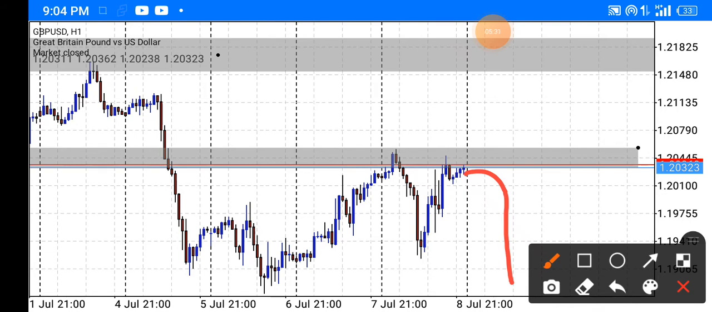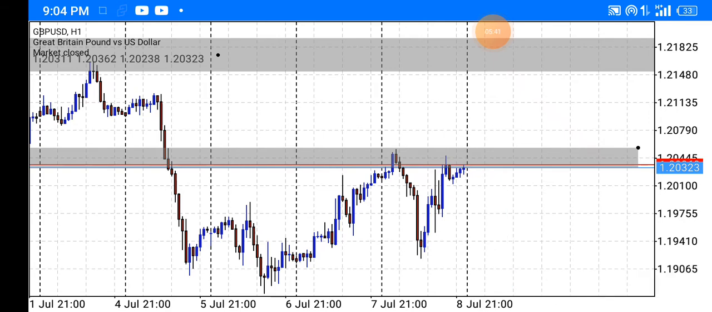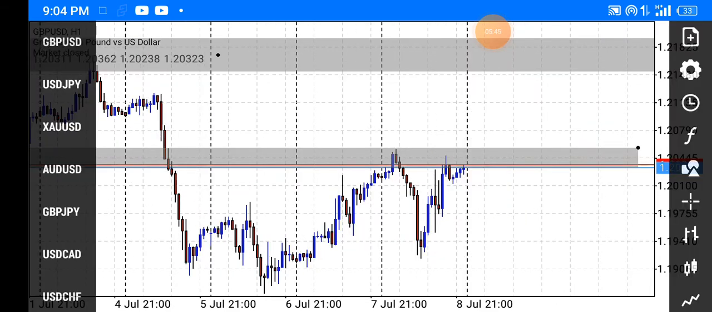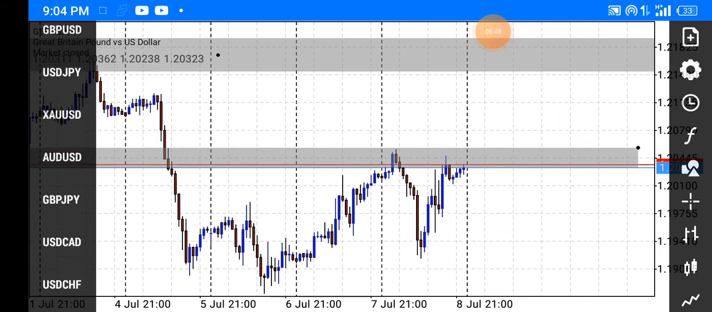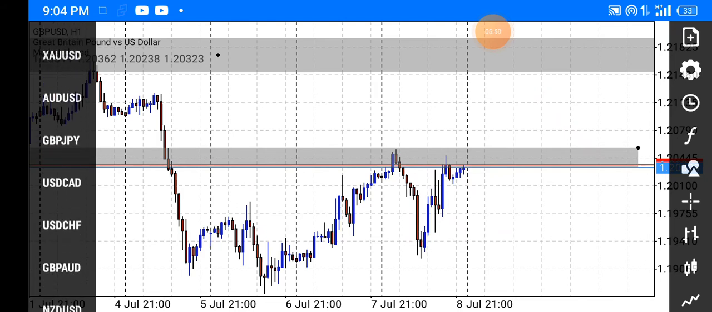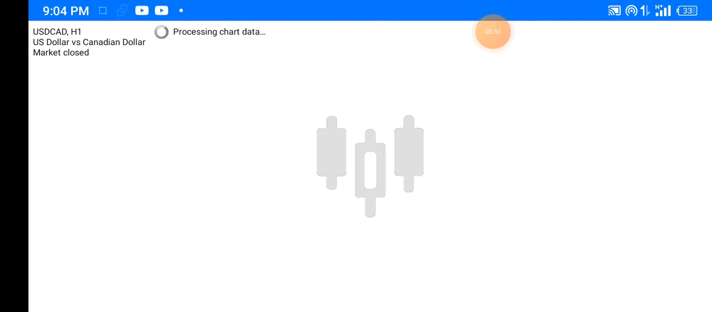So that is my thoughts on Great Britain USD for this coming week. I'm only looking for an opportunity for buying the USD, the dollar against the euro. So let's step down to USD Canada. That is another currency I'm looking for this coming week. Let's see what it holds for us this week.